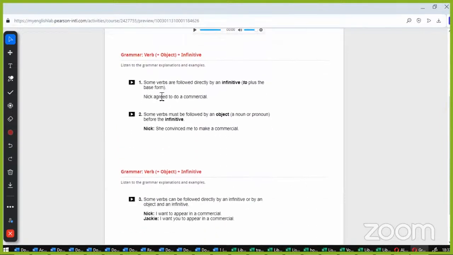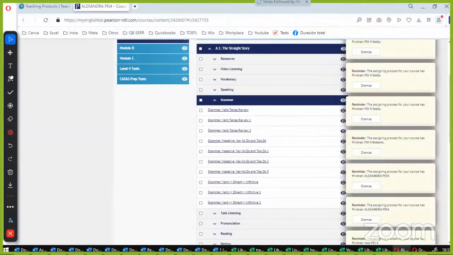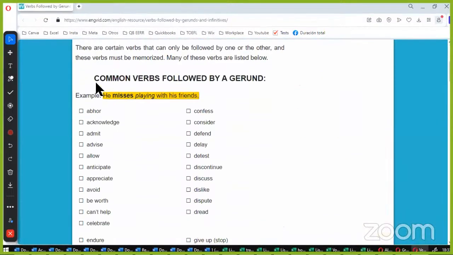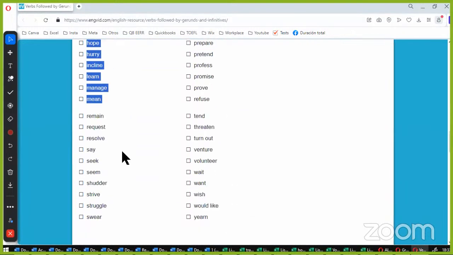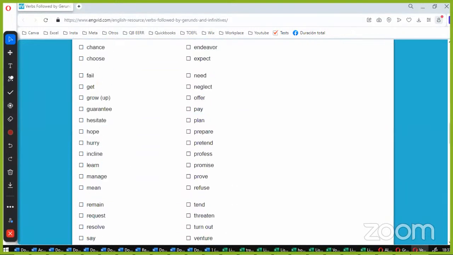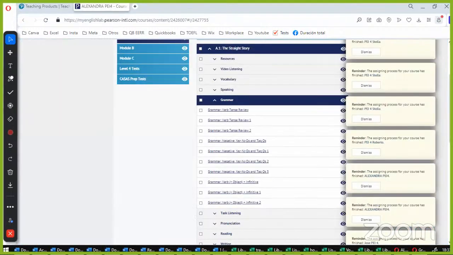Okay, so this is pretty simple. Some verbs are followed directly by an infinitive. If you remember, there's a list, right? Yes, a list of verbs between gerunds and infinitive verbs. That's right. Here it is. We saw this. So some of them are followed by an infinitive. Okay, this list is very important.